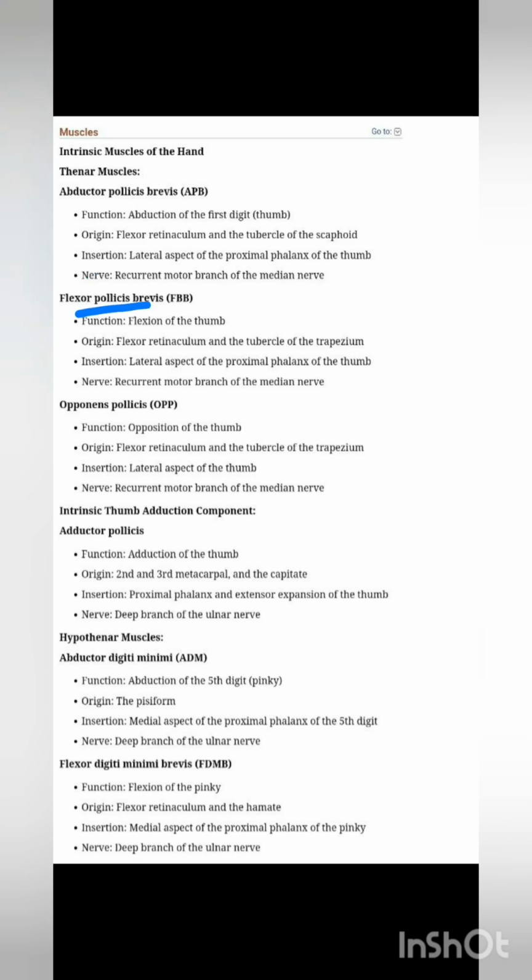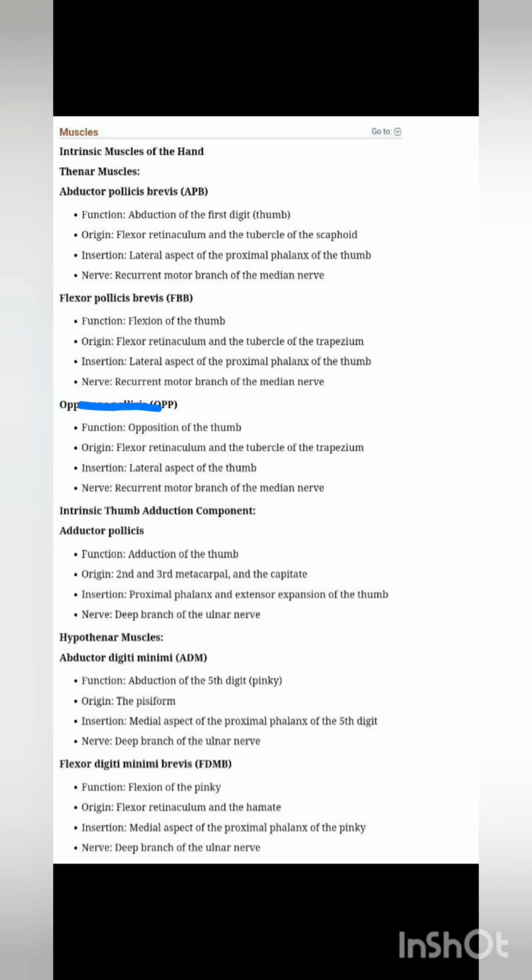The second muscle is flexor pollicis brevis. Function: flexion of the thumb. Origin: flexor retinaculum and the tubercle of the trapezium. Insertion: lateral aspect of the proximal phalanx of the thumb. Nerve supply: recurrent motor branch of the median nerve. So the same nerve supply as the abductor pollicis brevis.